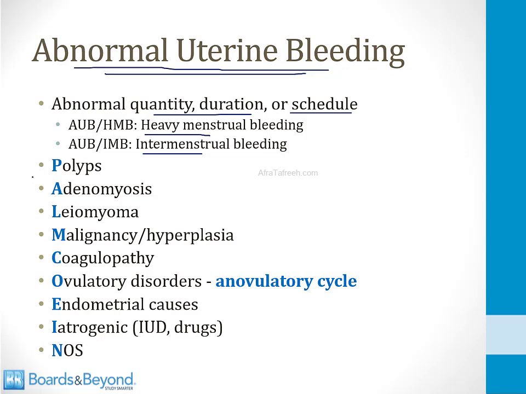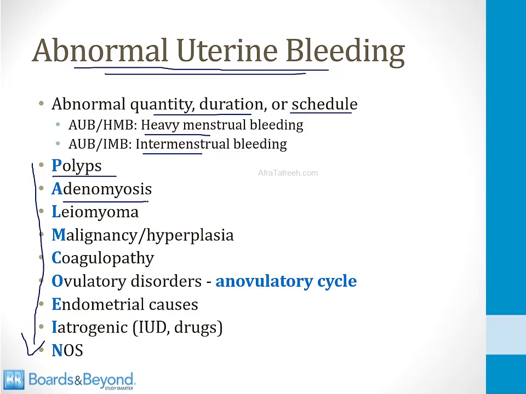And abnormal uterine bleeding is a very common gynecologic problem. Many women are referred to gynecologists for abnormal uterine bleeding. And the causes are classically remembered by the mnemonic PALM-COEIN, which I've written on the slide here. So let's go through each of these one at a time. The first cause of abnormal uterine bleeding is uterine polyps, which I'll talk about later in this video.